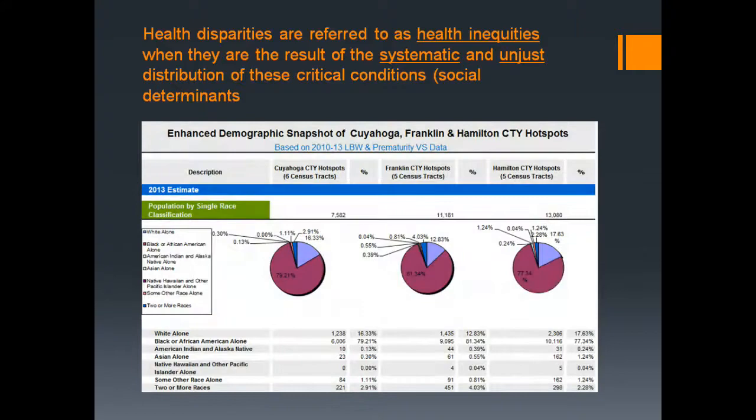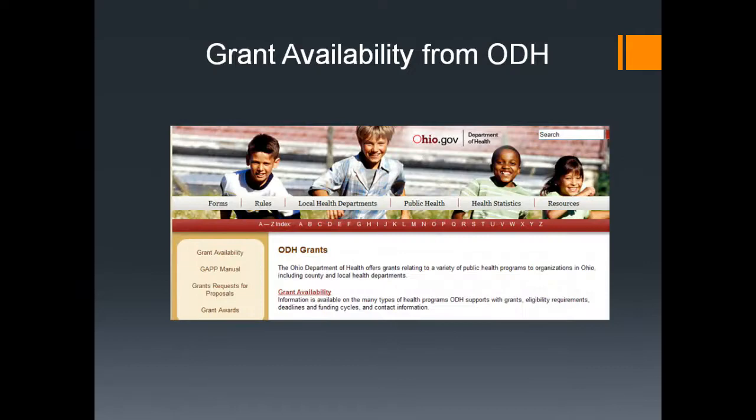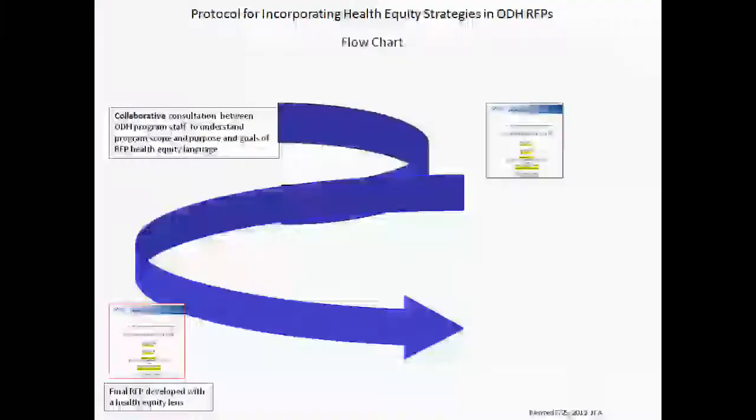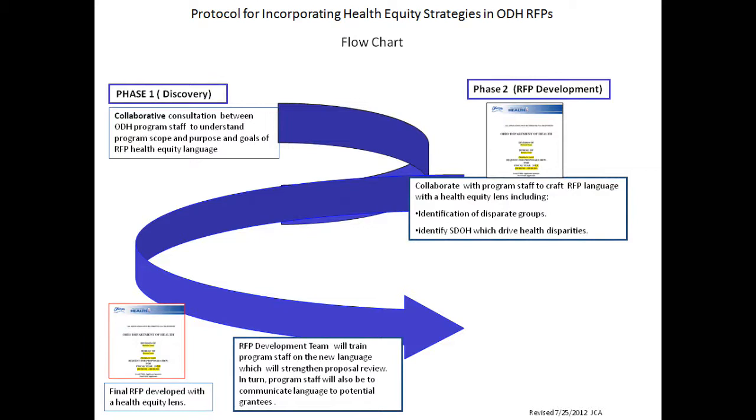One of the things that we do at the Ohio Department of Health is we give out grants, almost $500 million a year. So we came up with a process where every grant that comes out of our agency now has to have a health equity focus. Not only that, they have to come by my office for me to provide a consultation on how that works. Now, I'm not the health equity police, all right? So they don't necessarily have to take all of my suggestions, but it'd be a good idea if they did, okay? And most of the time they do.